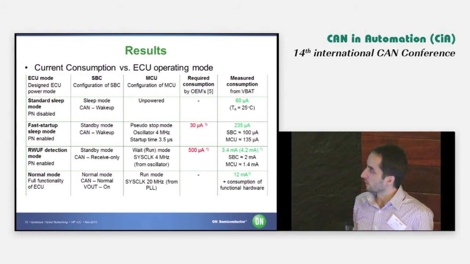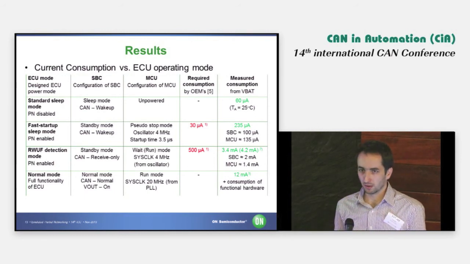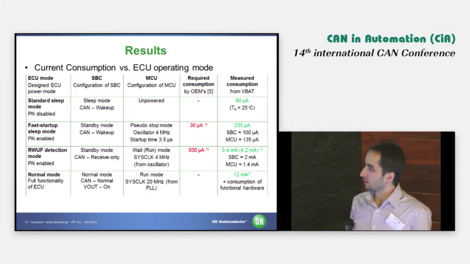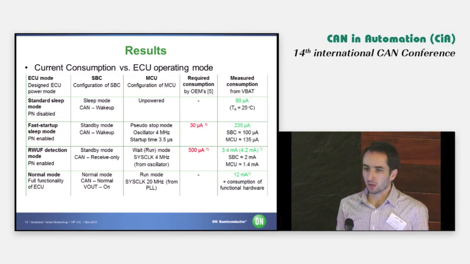It's 235 microamps for the low power sleep mode with partial networking enabled, and 3.4 to 4.2 milliamps, depending on whether there is no communication or there are frames that pass through the ID filter. So we have 3.4 milliamps or 4.2 milliamps in that mode. And finally, in normal mode, there is 12 milliamps, but this is outside of the requirements in the OEM requirement spec.